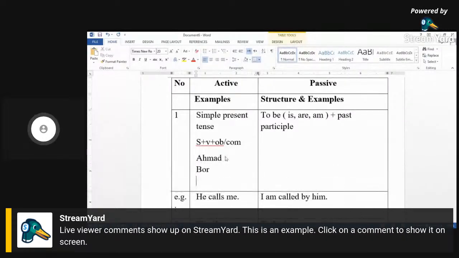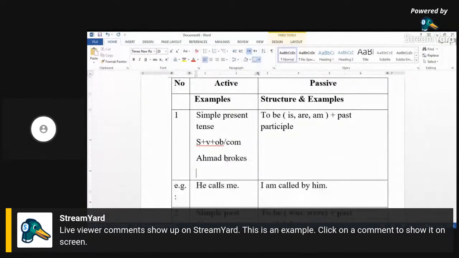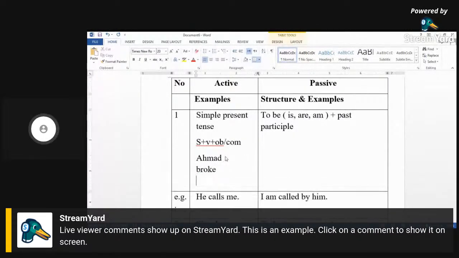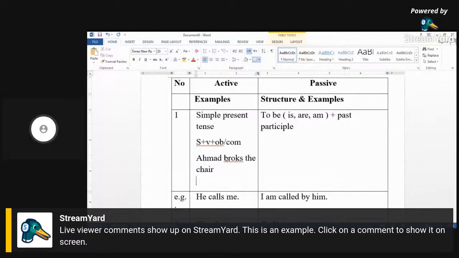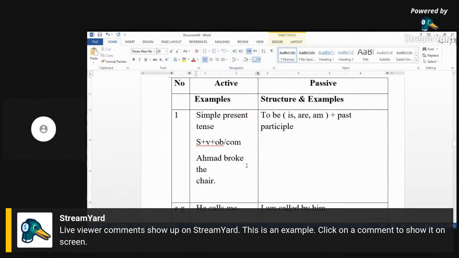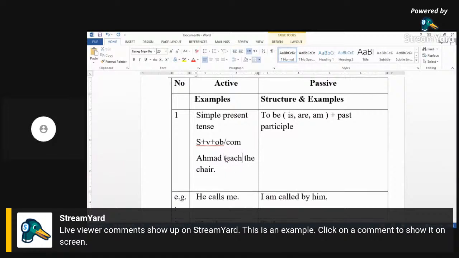Ahmad broke the chair. Ahmad چوکی را شکستانده. احمد چوکی را چی کرده؟ شکستانده. Broke. So I have to add an S in here. Ahmad teach the class.